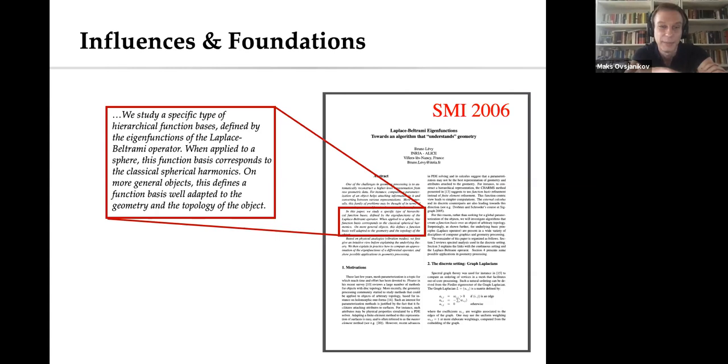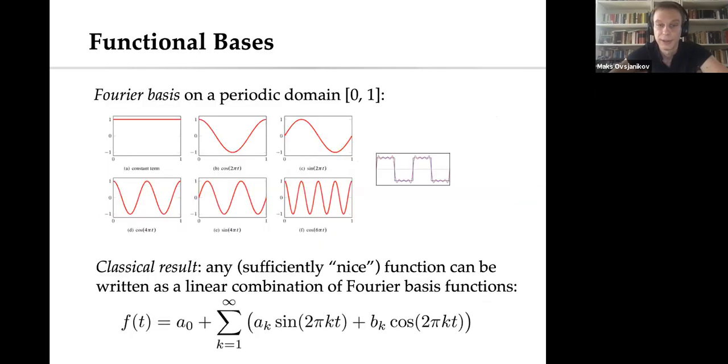Basically, this paper advocated the use of what are called Laplace-Beltrami eigenfunctions in geometry processing. This is taken from the abstract: when applied to a sphere, this function base corresponds to classical spherical harmonics. On more general objects, it defines a function base as well adapted to the geometry and the topology of the object. So what does this mean?